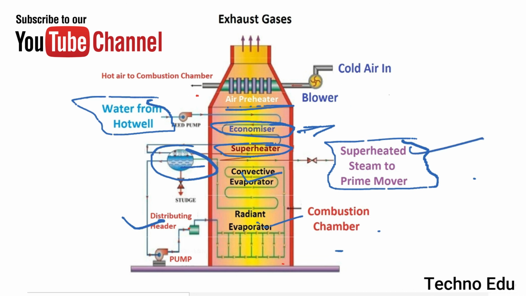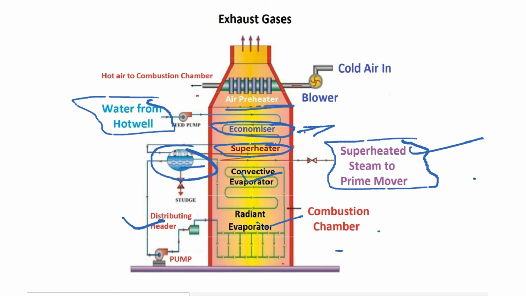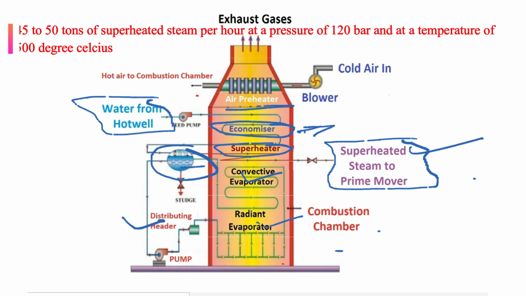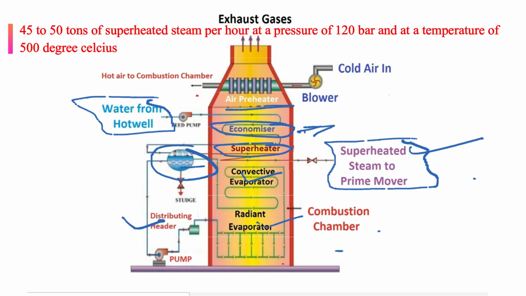We have already discussed this. These boilers have been built to generate 45 to 50 tons of superheated steam per hour at a pressure of 120 bar and a temperature of 500 degrees Celsius. So this is the function of the Lamont boiler. Here we are using a drum, so some disadvantages are there. We will discuss them in the Benson boiler.